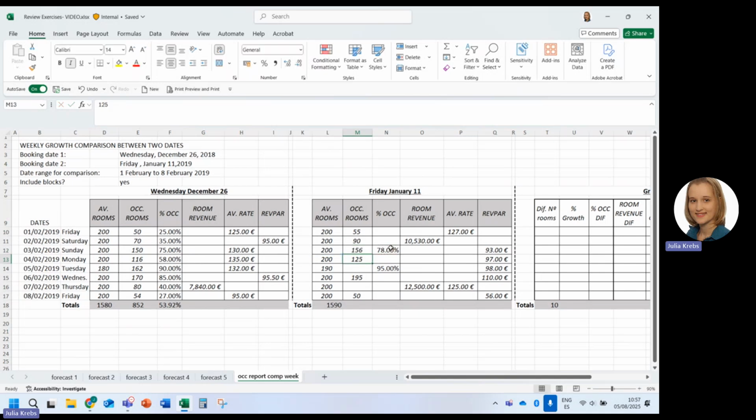So we have everything filled in at the same time, cohesively. Okay, then, sorry, here, we do this divided by this. I have formatted this already as a percentage, so I don't need to worry about that at the moment.